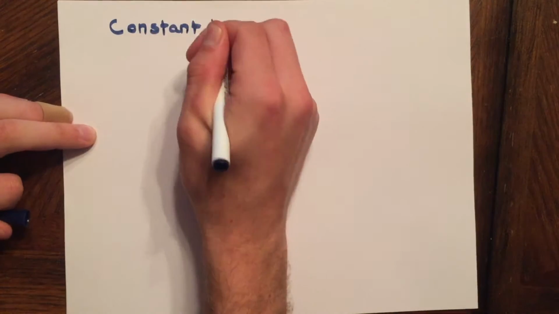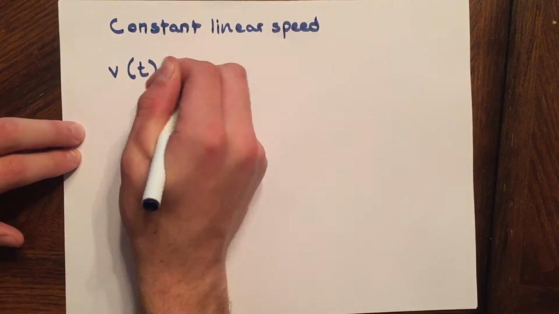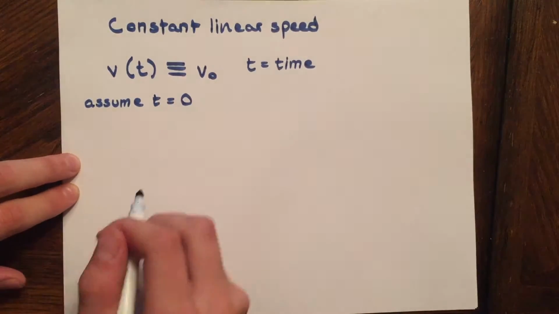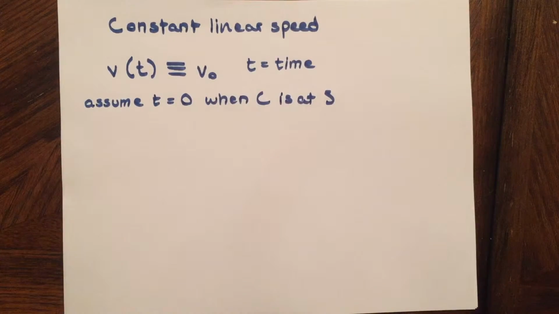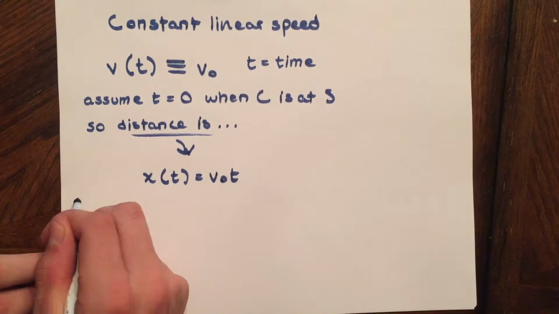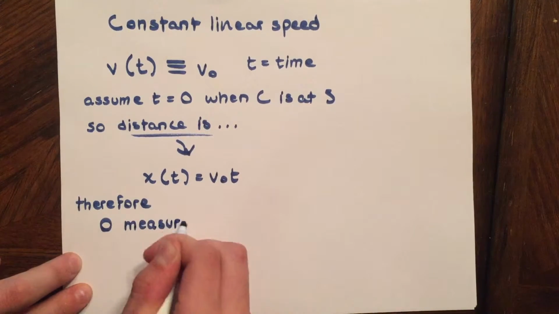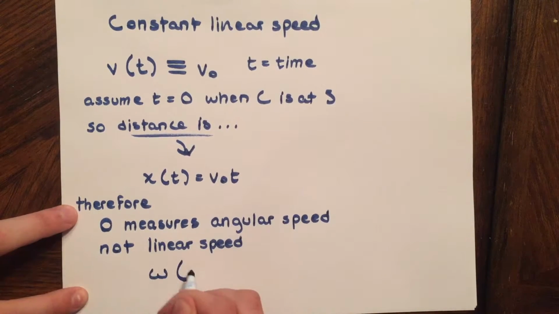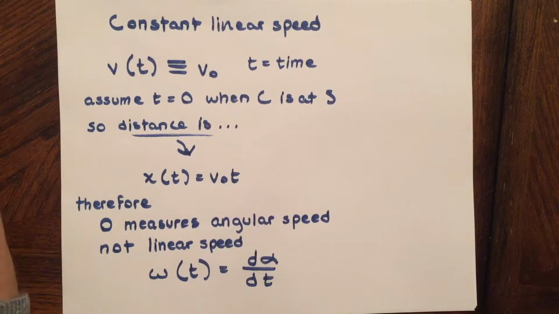Using the diagram as a reference, we can assume for a moment that C's linear velocity is constant in time t. We can also choose time units t such that t equals 0 corresponds to the moment when C is at S, and find distance x. Then observer O visually measures not the linear speed of C, but its angular speed, given by the first derivative of angle alpha with respect to time t.